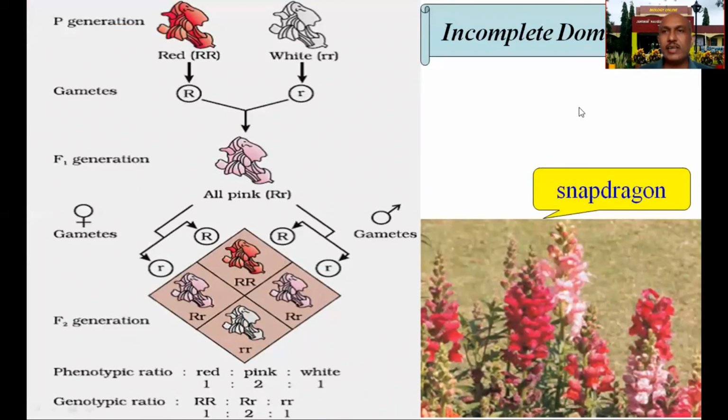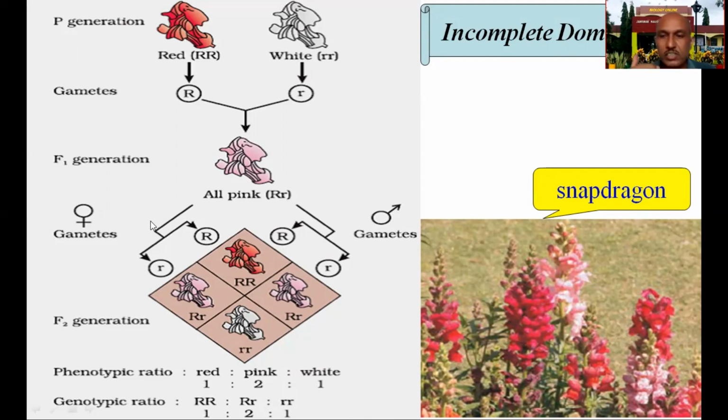Now if you see incomplete dominance, the best example is snapdragon. Here the parents are a red flower and a white flower. Red is capital RR and white is small rr, so red is dominant over white here. They will produce, by the law of segregation, two gametes, one containing R and another containing small r. In the F1 generation, as per the law of dominance, all are pink color. So here the law of dominance is applicable.